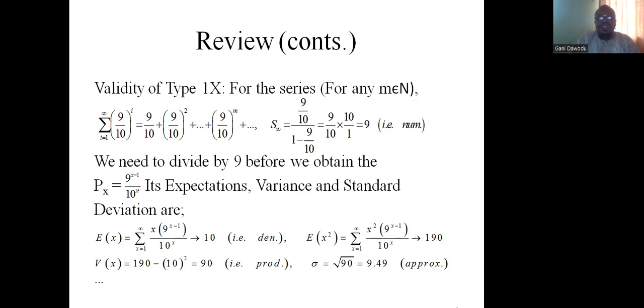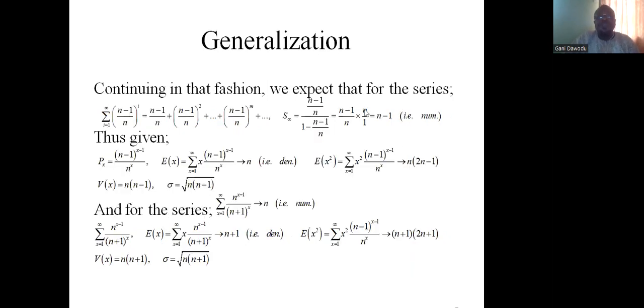So that's the case. So what if we have the n-1 type? This will be the series, and it will converge to n-1. You can check the validity of this using packages, e.g. Scientific Workspace.